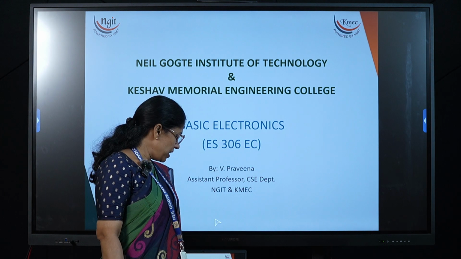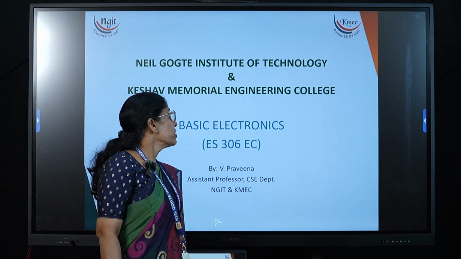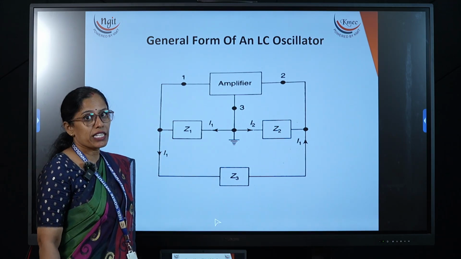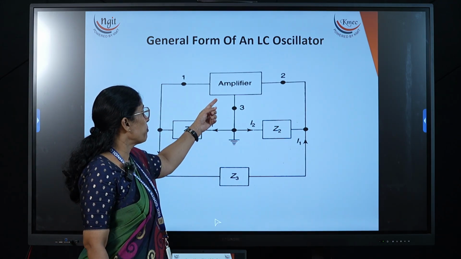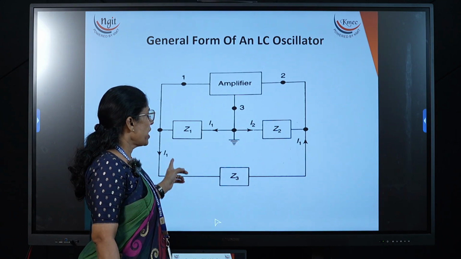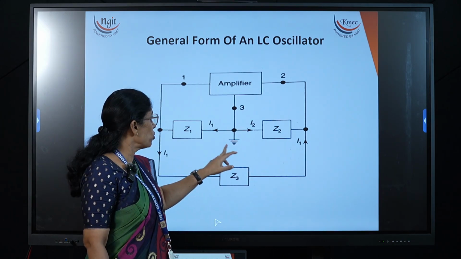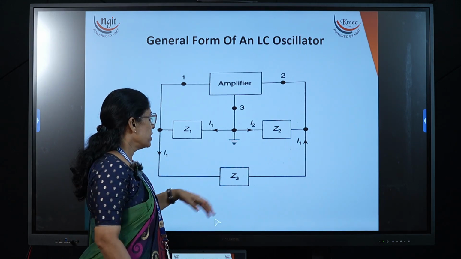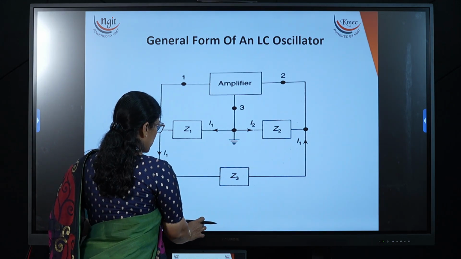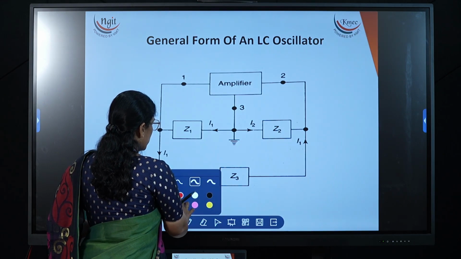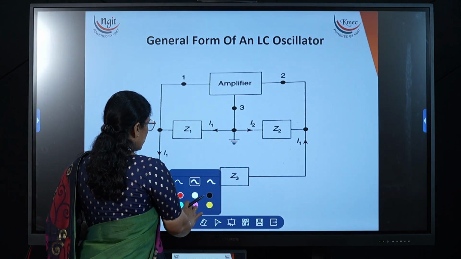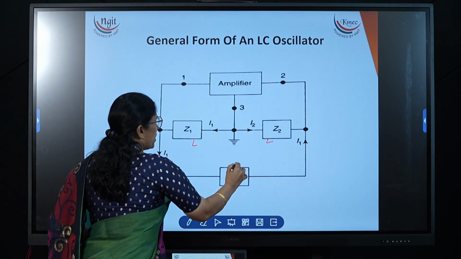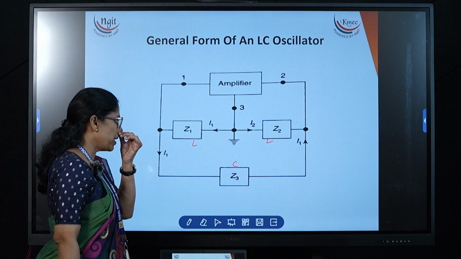In this lecture we will study the LC oscillator. In the last class I explained the block diagram of the LC oscillator, which consists of an amplifier and a tank circuit. If in the tank circuit Z1 and Z2 are both inductors, and Z3 is a C, then it is a Hartley oscillator.